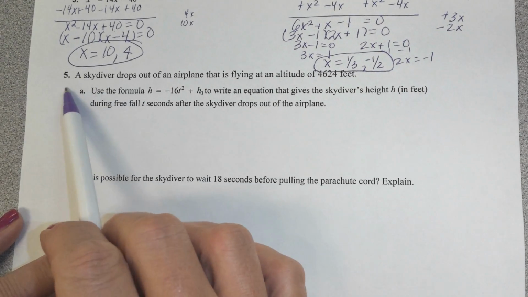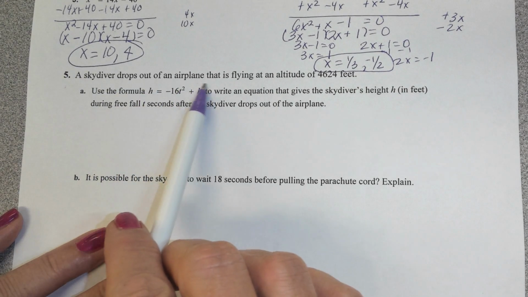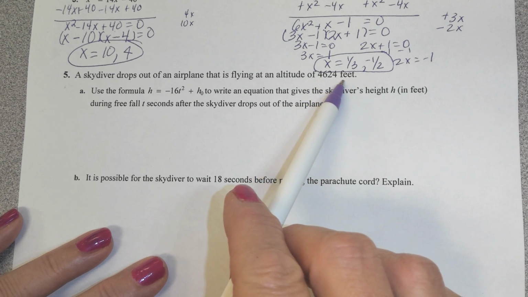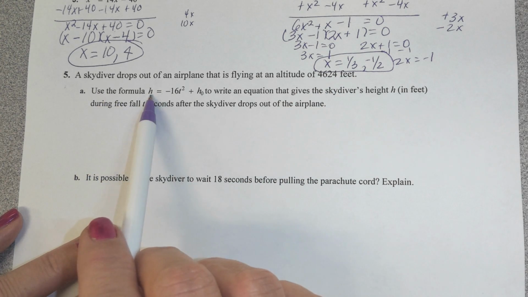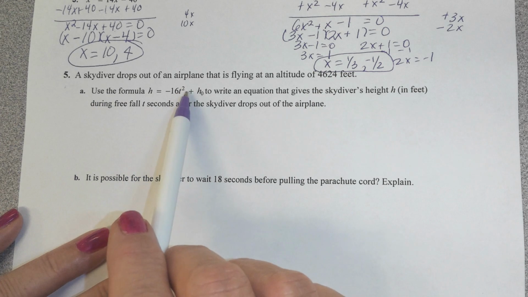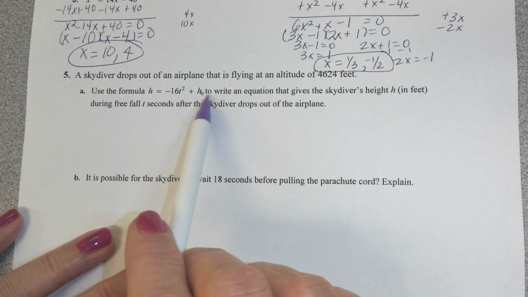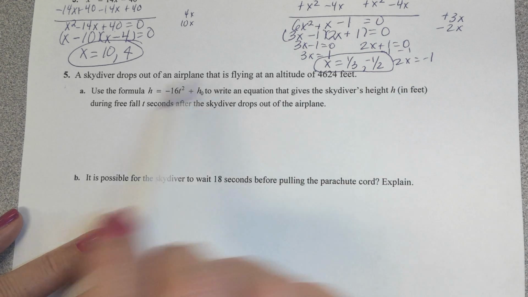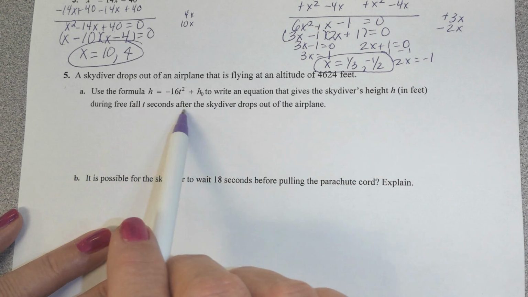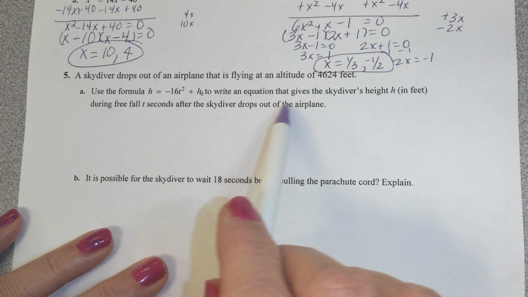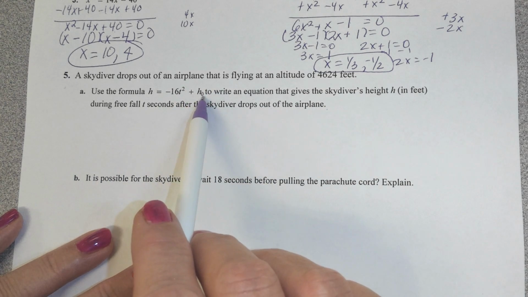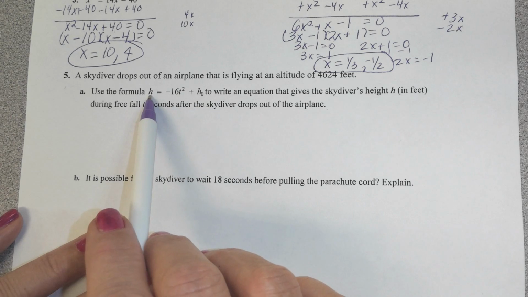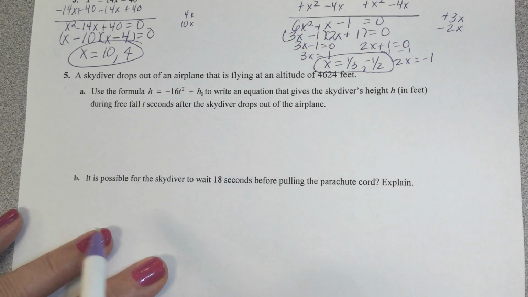Looking at number 5. A skydiver drops out of an airplane that is flying at an altitude of 4,624 feet. Use the formula h equals negative 16t squared plus h sub o to write an equation that gives the skydiver's height in feet during free fall t seconds after the skydiver drops out of the plane. H sub o means the height at time 0. H means the height. T means the time.